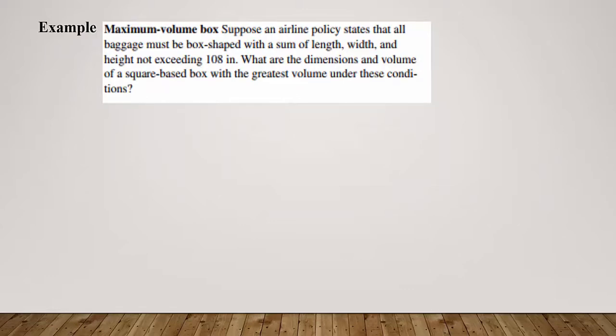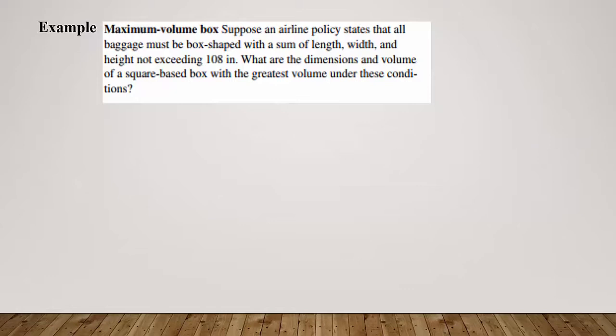Suppose an airline policy states that all baggage must be box-shaped with a sum of the length, width, and height to not exceed 108 inches. What are the dimensions and the volume of a square-based box with the greatest volume under these conditions? So I'm going to head off to the chalkboard to work through it, but please write down all these words because I'm going to be referencing it when I get to the chalkboard.